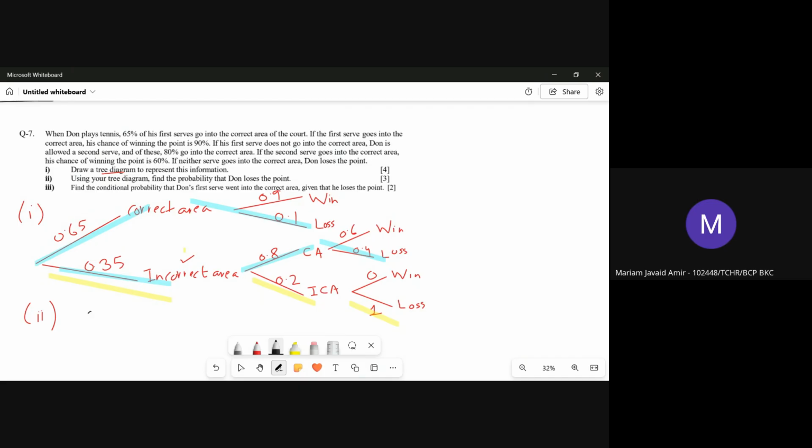So first case is 0.65 times 0.1, correct area and loses, plus second one is 0.35 times 0.8 times 0.4, which is incorrect area, then correct area, but then loses. And then it's going to be incorrect area, again incorrect area, and then loses. All of these multiplied and added would give us 0.247. This is the probability that Dan loses the point.